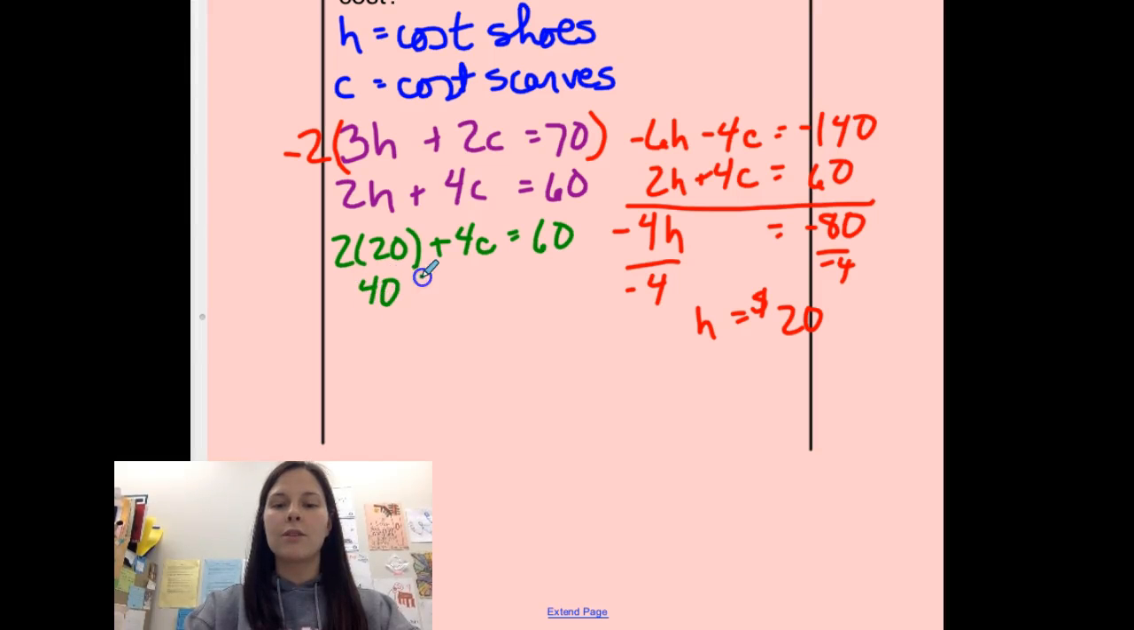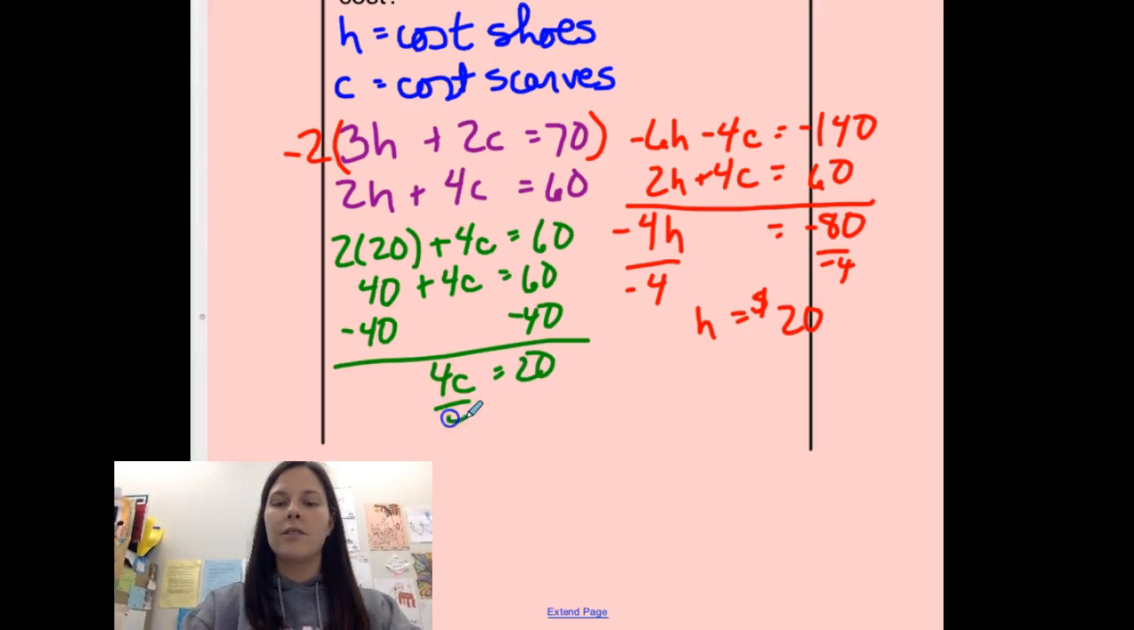multiplying the 2 times 20, subtracting 40 from both sides. 4c equals 20, so when I divide both sides by 4, I get the cost of each scarf was $5.